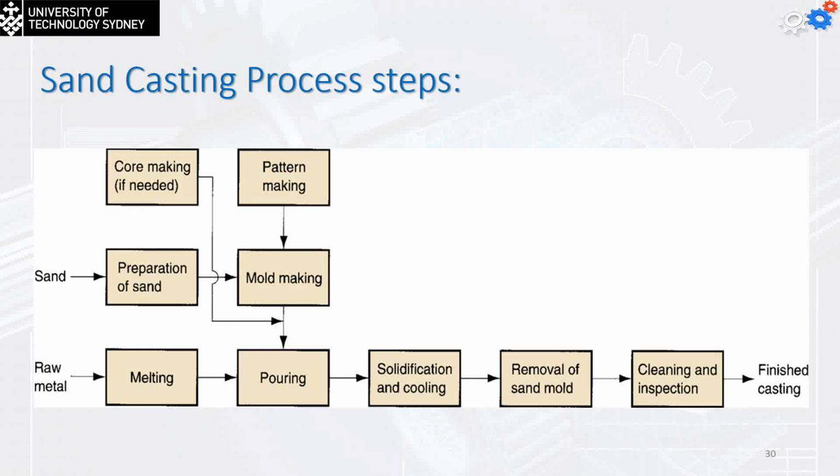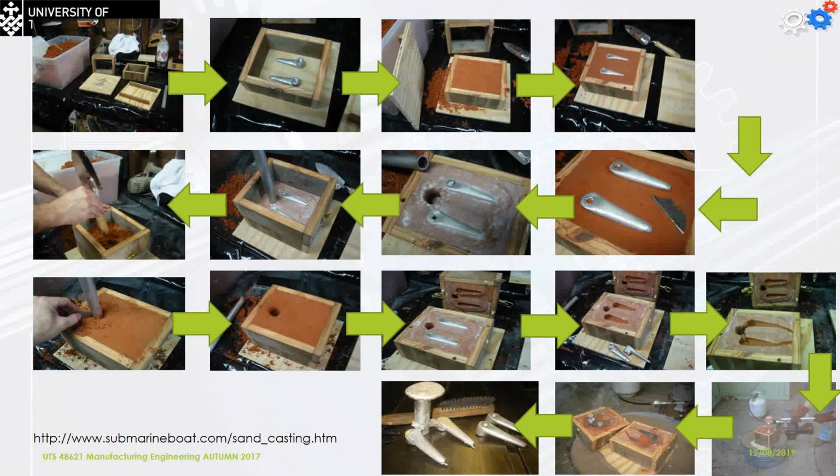I have the pattern, put in the box, making the lower part first, the drag. So I'm going to fill it with the sand, compact it, turn it, take off the pattern. Go to the other side, do the same thing. I'm going to prepare the hole for the riser, for the runner, not the runner, sorry. The runners are the small cavities we are going to have in between the parts.